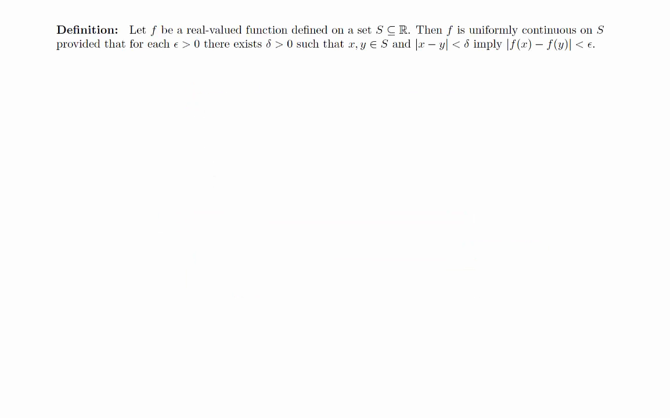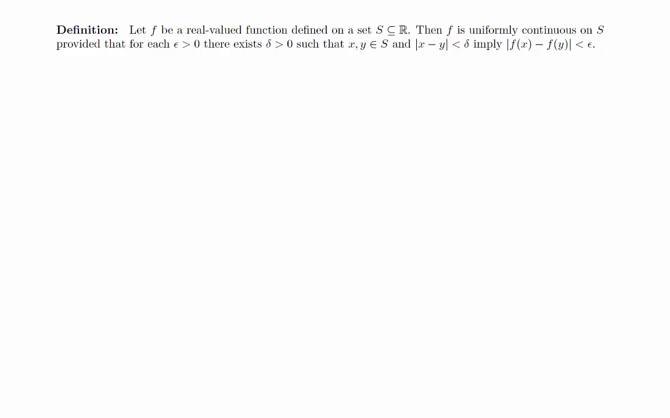Definition: let f be a real valued function defined on a set S. Then f is uniformly continuous on S provided that for each epsilon greater than 0 there exists a delta such that x and y in S and the absolute value of x minus y less than delta implies that the absolute value of f of x minus f of y is less than epsilon. This definition is very similar to the definition of continuity, so it's important to understand the differences.